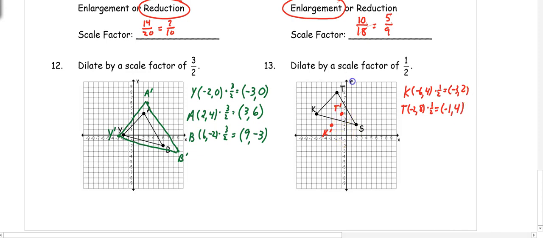This is t prime. S is at 2, 2. So we multiply by 1/2. Our new coordinate is 1, 1. Notice that our new shape now is smaller than the original because our scale factor is less than 1.